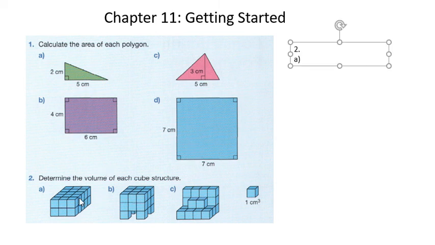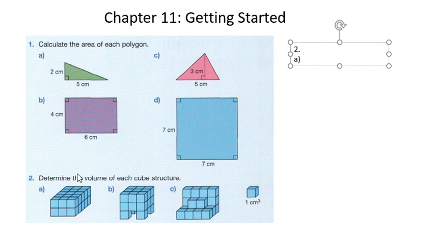For number 2, it's asking for the volume. The volume is different than area. They are related, but they are definitely different. Volume we measure with cubes like this. Notice it is three-dimensional. It has a height, a length, and a width, whereas these polygons here only have two dimensions: a height and a base, or a width and a length. So it's asking for the volume of each cube structure.